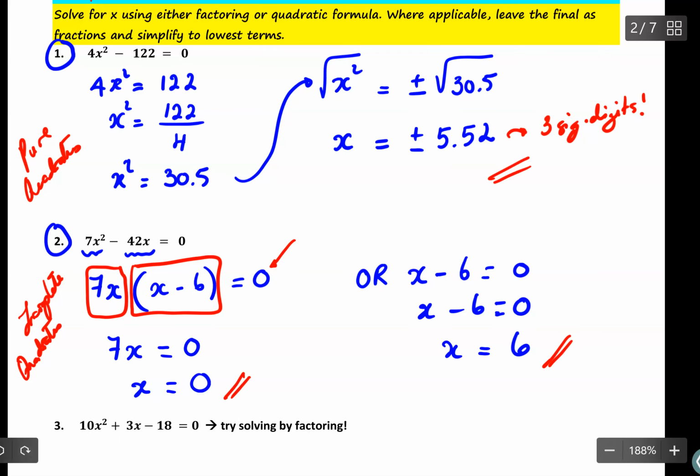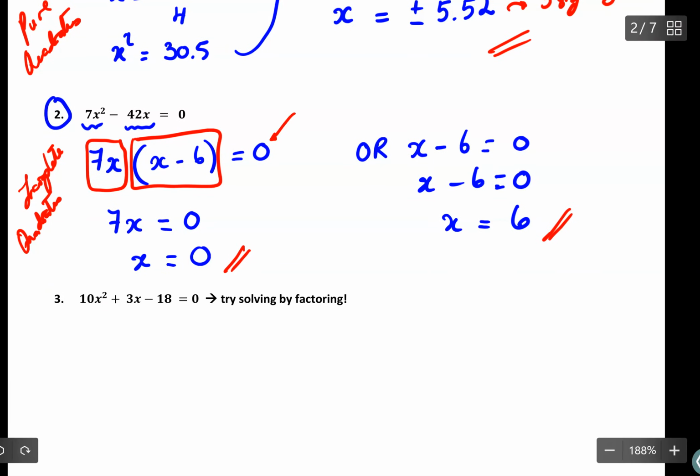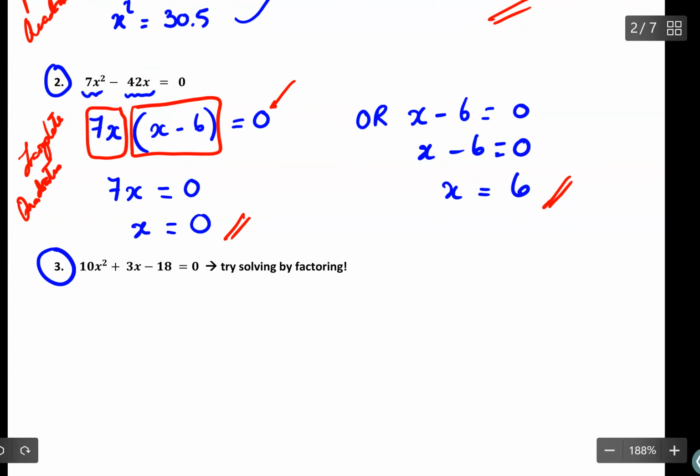Alright? Okay. So let's move on to the next example, where I can have the full or general form of the quadratics. In this question, they asked me to try to solve this quadratic using factoring. So let's try that.